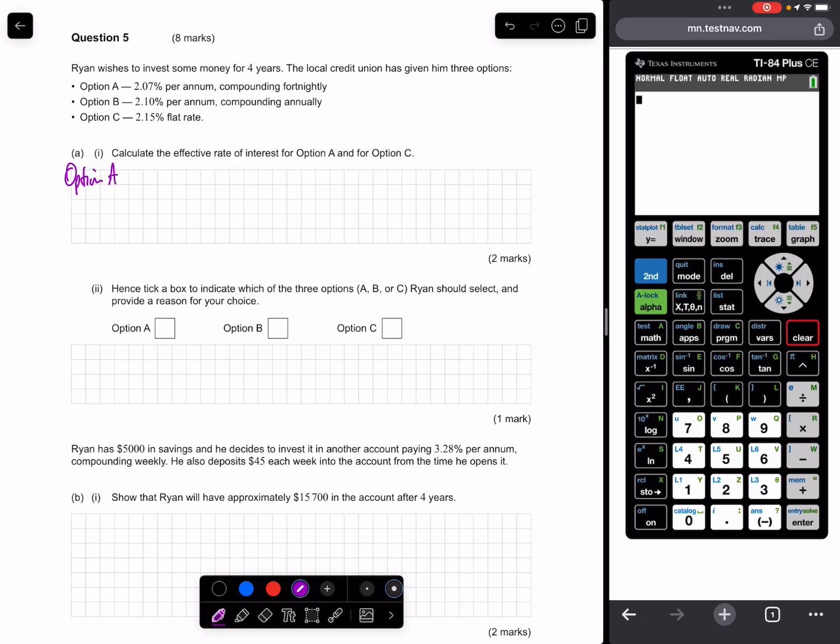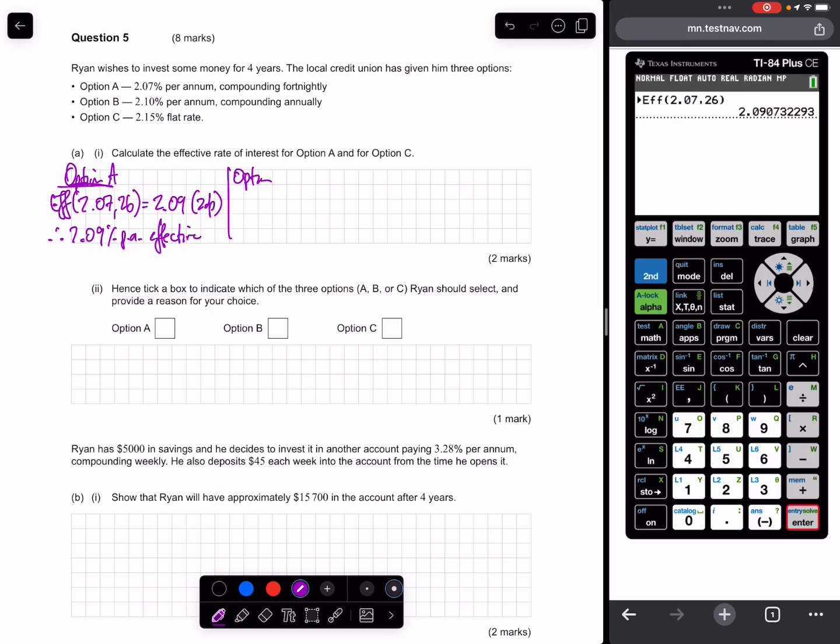Option A, EFF, apps, finance, EFF, 2.07, compounding fortnightly, 26. 2.07, 26 equals 2.09 to 2 decimal points. Therefore, 2.09% per annum effective.